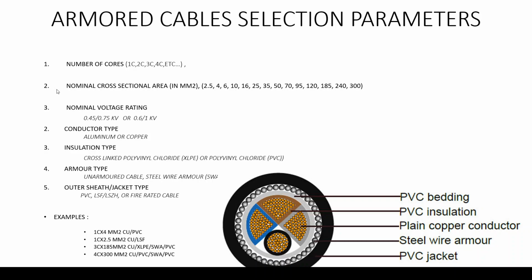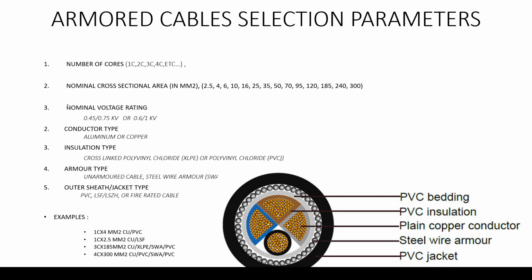Then you specify the nominal cross-section area, which is in mm square. Starting from 2.5, 4 mm, 6 mm, 10 mm, ranging all the way up to 300 mm. We don't use more than 300 mm. If we have a requirement of more than 300 mm, we use a combination of single core 630 mm armored cables. Honestly, I have not personally seen any armored cables more than 300 mm. It's not commonly used in the region.